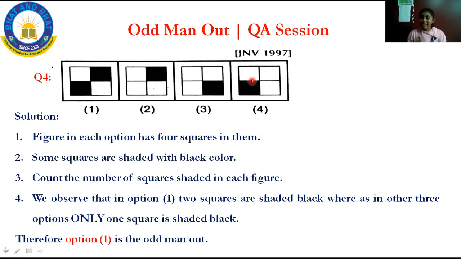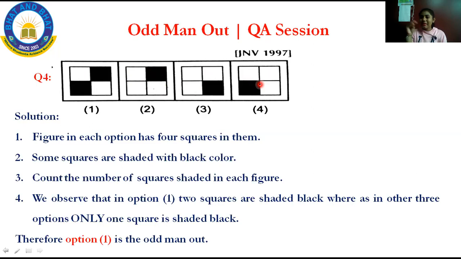Okay, let me explain this again. Before solving the question, you should look at the question carefully. They have given four figures. In all four figures there are some squares. Count the number of squares first. There are four squares in each figure. All figures have four squares.